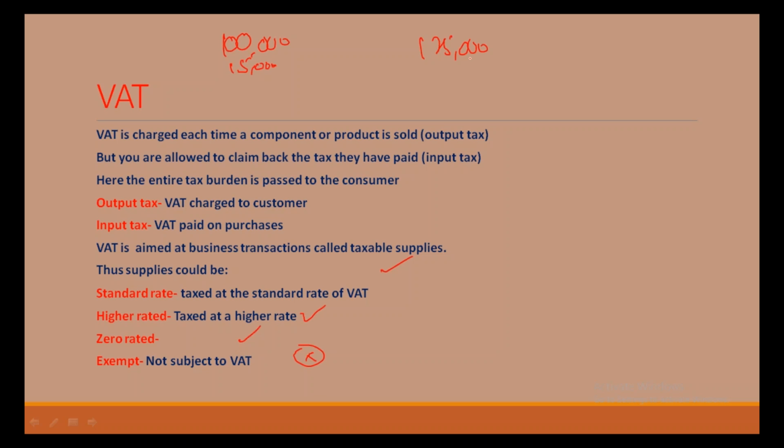Something. Let's assume it is water, and the government says it is VAT exempted. Because of that, you can't charge VAT to your customer. You sell it for 125,000. And when you sell it for 125,000, you can't claim this 15,000. This 15 you can't claim. It becomes a cost for you.